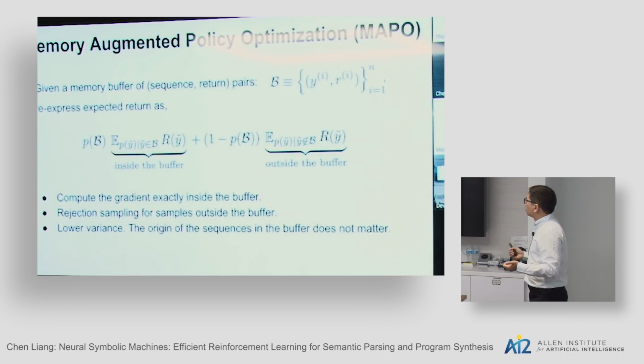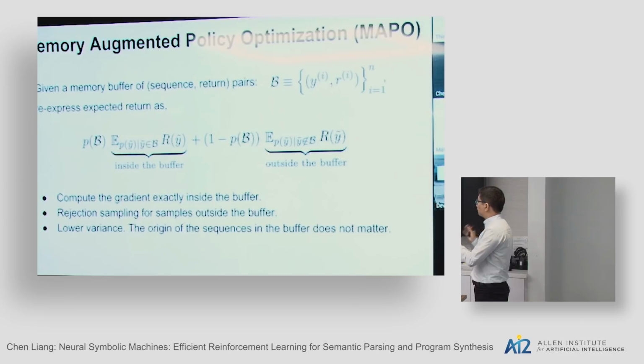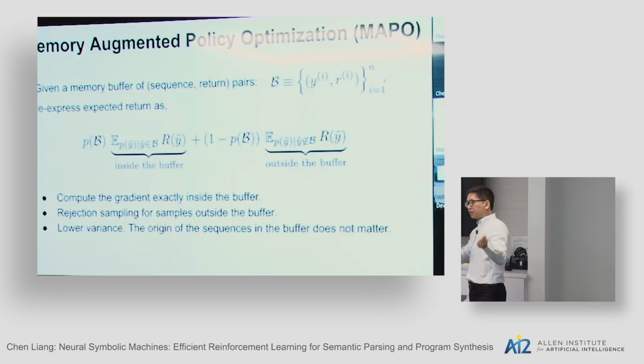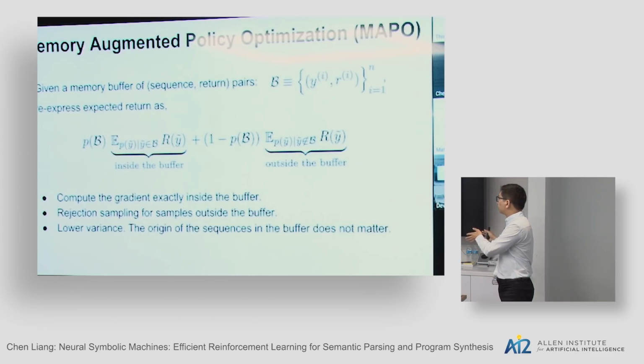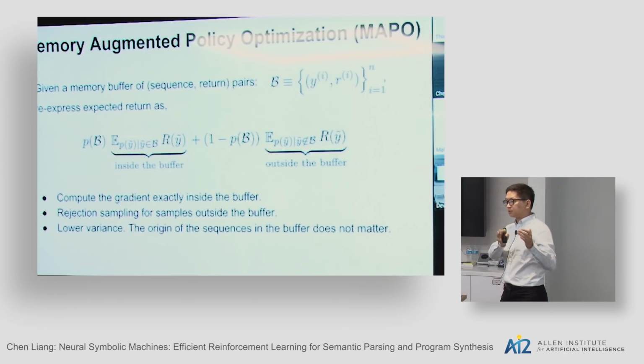So as a more principled approach, this year we proposed MAPO, or Memory Augmented Policy Optimization. Essentially the main idea is still the same: you want to have a memory buffer of good programs and their rewards. But the observation we had is that you can decompose the expected return objective into two parts: the expected return within the memory buffer, and the expected return outside the memory buffer. If you're doing sampling on both sides, this is basically stratified sampling. I divide the whole population of programs into two parts, and then I sample from both sides. And as long as I weight each side by the probability mass of that side, this summation still gives me the unbiased gradient.